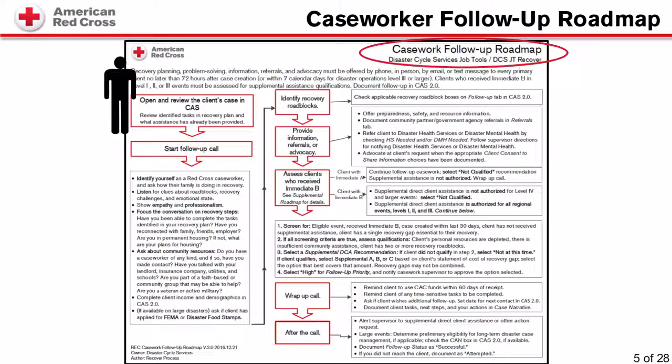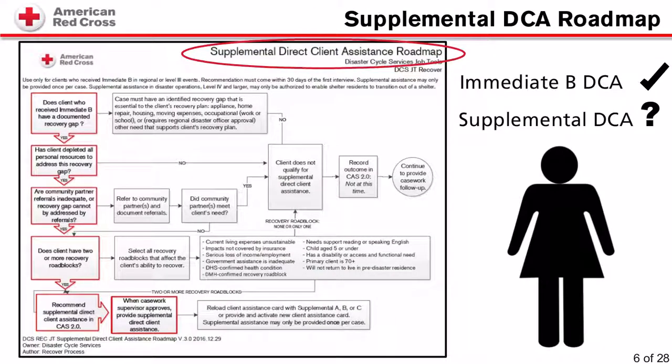The Caseworker Follow-Up Roadmap also walks through each follow-up step you learned about. This roadmap closely aligns with the follow-up conversation you have with your client. It will ensure you cover all key areas in the conversation to support your client's recovery planning while also documenting in CAS 2.0. Use the Supplemental DCA Roadmap to guide you through the steps for assessing all clients who received immediate BDCA to see if they also qualify for Supplemental DCA.